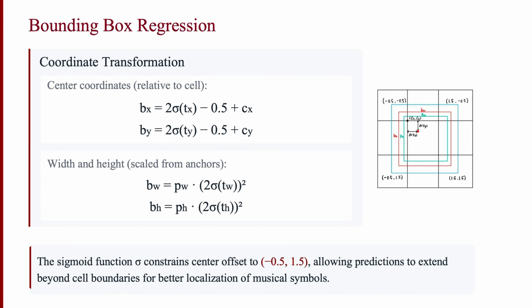But just saying there's a note somewhere in this cell isn't enough. We need the exact location. That's bounding box regression. YOLOv5 adjusts the box center, width, and height. To keep the center from jumping around too much during training, we apply a sigmoid function. It clamps the offset to a smooth range. Really simple trick, but it makes a huge difference for those tiny symbols.